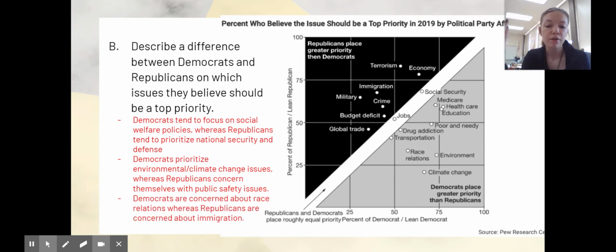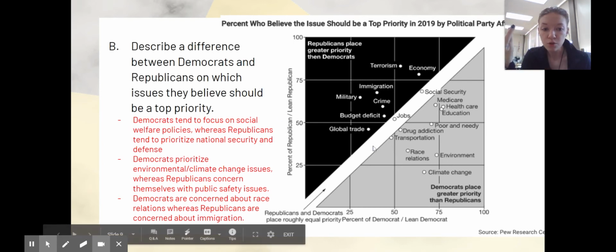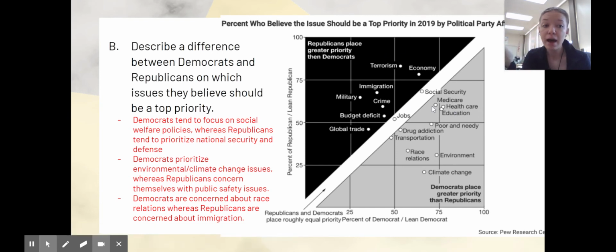And then just another example that you could talk about. There are probably many more. And if you guys have questions on if what you said is correct, please let me know. But another example you could say would be Democrats are concerned about race relations, whereas Republicans are concerned about immigration. So you're simply describing a difference, right? What is a difference between the issues up here and the issues down here? If you did that, odds are you get the point.